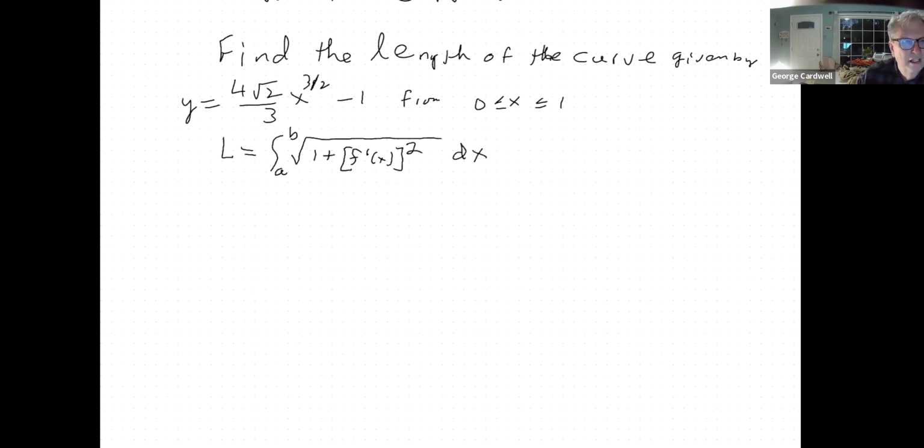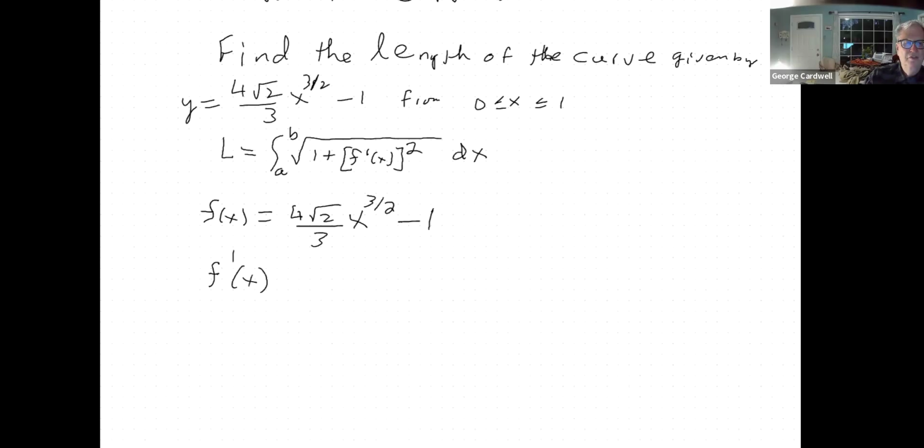So in this case, y is f of x. So f of x here is 4 root 2 over 3, x to the 3 halves, minus 1. Okay. So what we do is we think of the formula as an algorithm. The formula tells us what to do. Inside the formula, notice I have f prime x. So first thing I got to do is compute f prime of x.